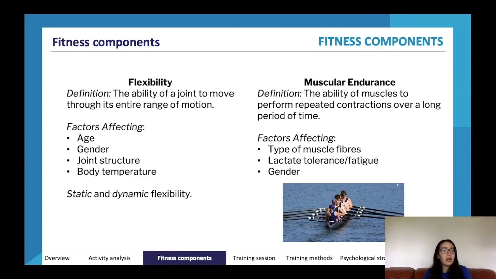So what does this mean? It's the ability of muscles to perform repeated contractions over a long period of time. So factors which can affect it include type of muscle fibers. So you've got fast twitch and slow twitch muscle fibers, and these have different effects on your performance of muscular endurance. You've got lactate tolerance and fatigue, and gender.